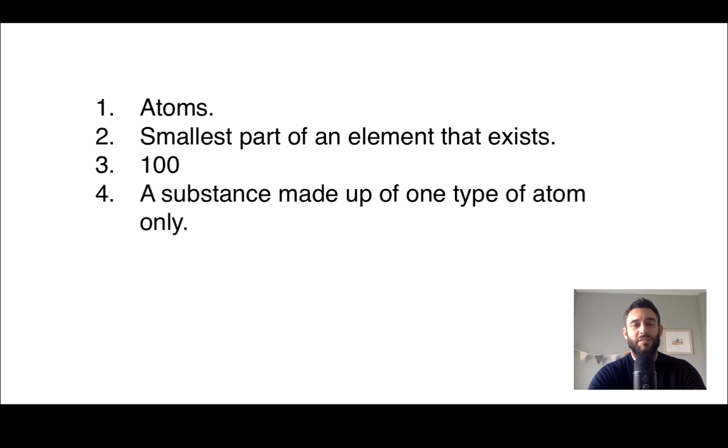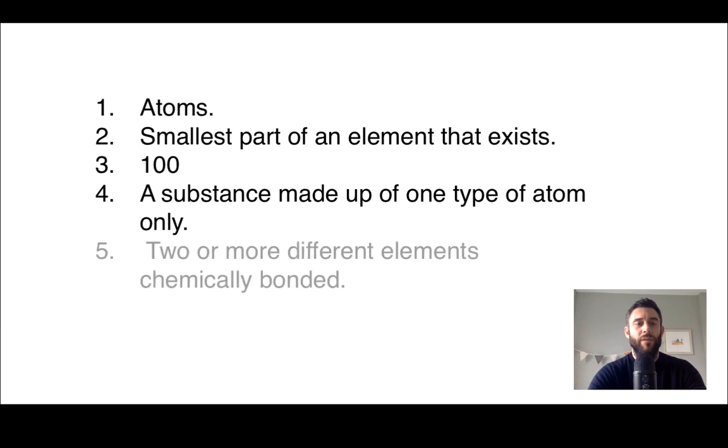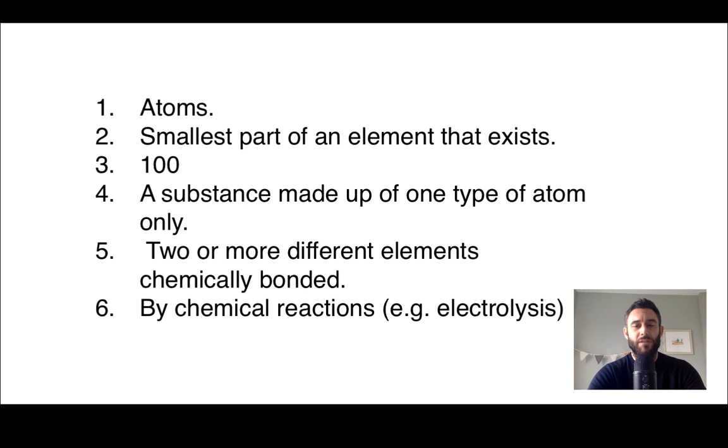4. An element is a substance made up of one type of atom only. So if you've got a gold ring, it's made up of gold atoms only, therefore it's an element. 5. A compound is 2 or more different elements chemically bonded. This could also be worded as 2 or more different types of atoms chemically joined. Question 6. You can separate the compounds into their elements by chemical reactions. An example of one is electrolysis.